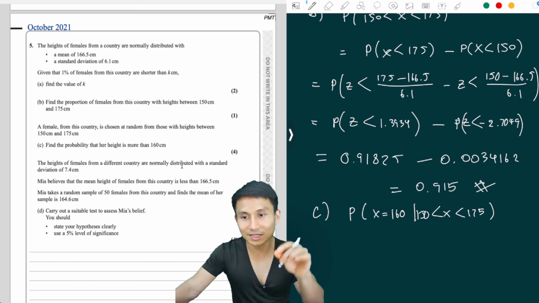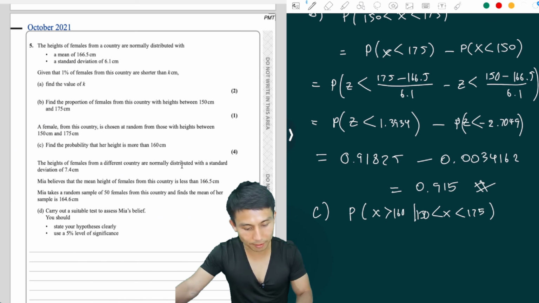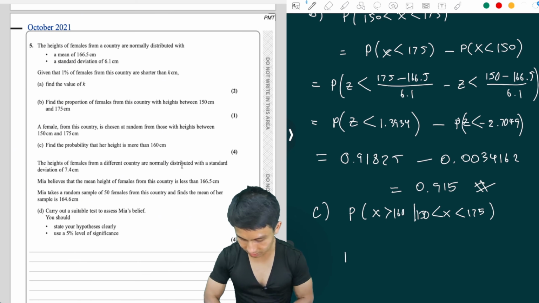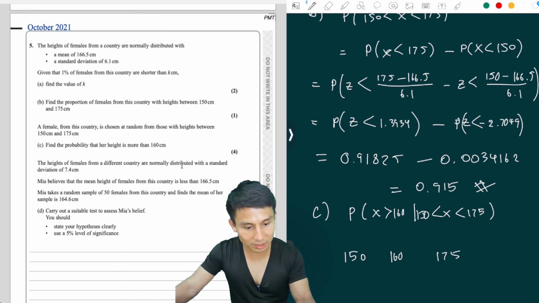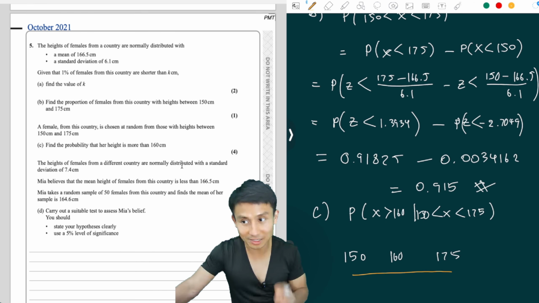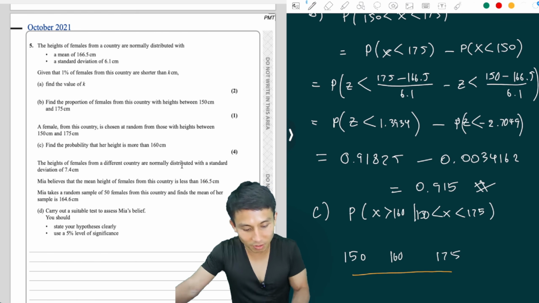So P of X more than 160, this has to be more than 160, right? If you draw this out, you have to pick between 150 and 175, and maybe 160 is around here. So let's say the probability of the height between 150 and 175 is this line. Let's say that is representing the quantity of probability then. But you are finding more than 160, right? More than 160. So it's going to be this quantity here.